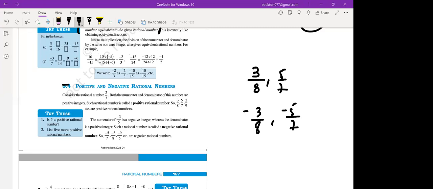Ma'am, can you repeat? Yes, you have to put the heading positive and negative rational numbers. And these are the examples of positive rational numbers. And these are the examples of negative rational numbers. Fine.